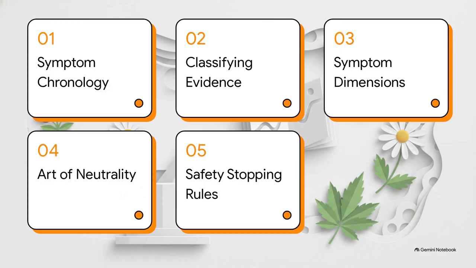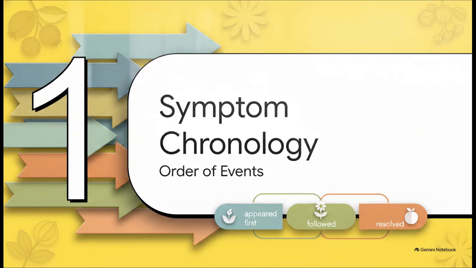Here's our roadmap for today's investigation. We'll be moving through the reliable symptom chronology, classifying the evidence, the 8 dimensions of symptoms, the art of neutrality, and we'll wrap up with enforcing safety stopping rules. All right, starting off with Section 1, the reliable symptom chronology, establishing the order of events.